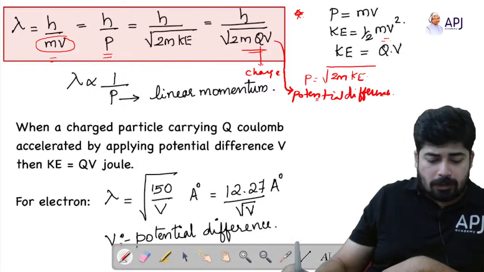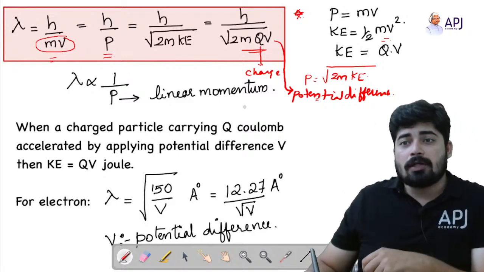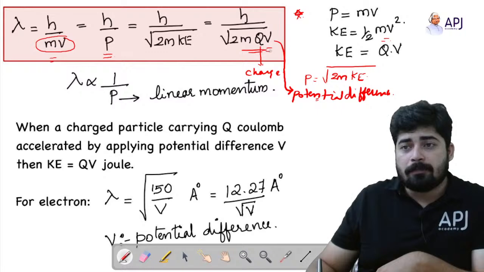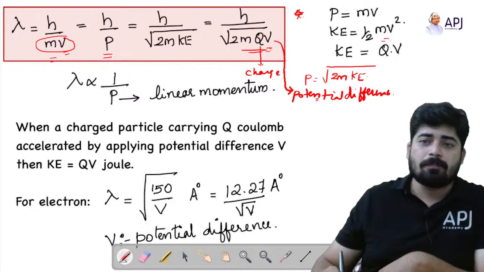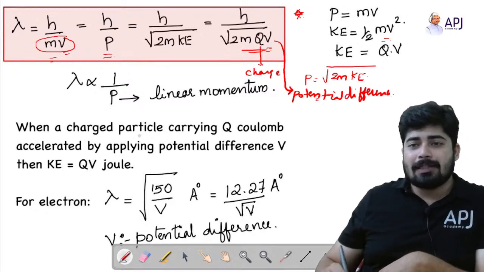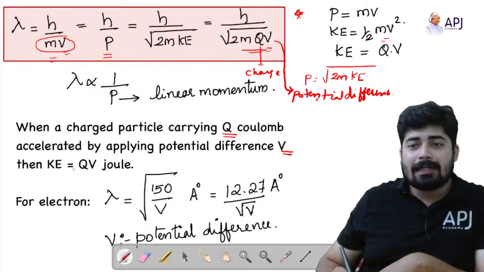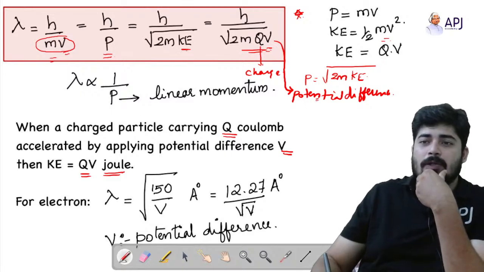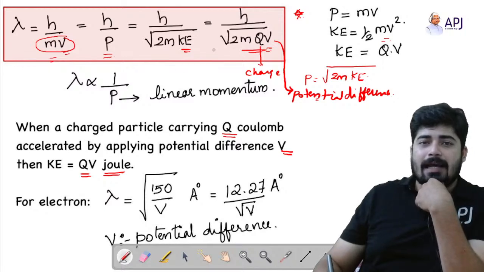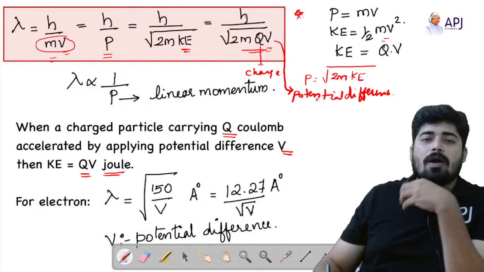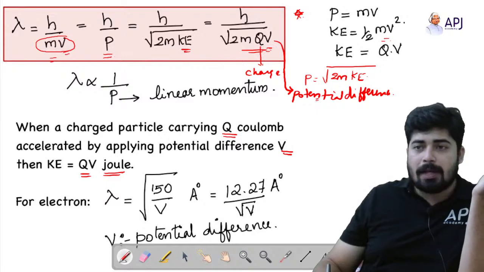Remember, it's not velocity. Here it is velocity, but here it is potential difference. Here q means the charge. So when a charged particle carrying q coulomb is accelerated by applying a potential difference V, then kinetic energy is equal to qV joule. KE is equal to qV. That's why, instead of KE, I can replace it with qV. So we got a new equation, h by root of 2mqV.